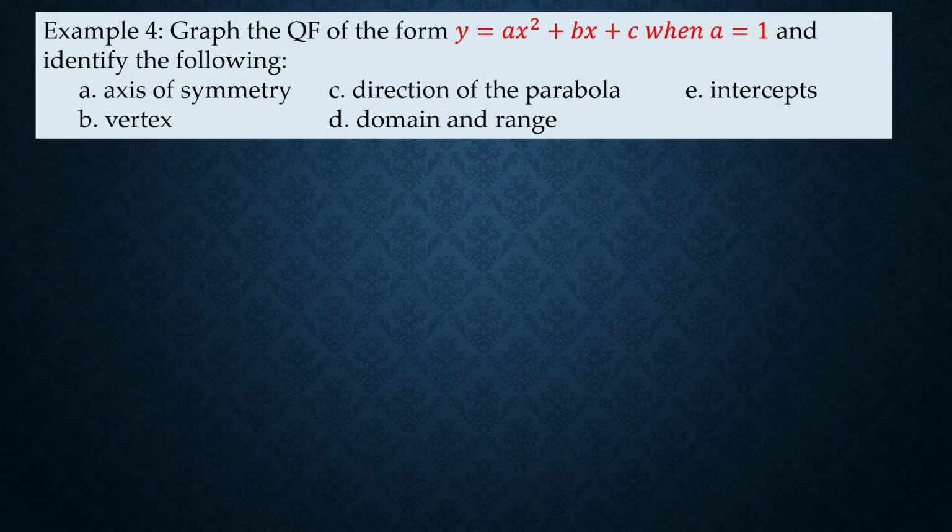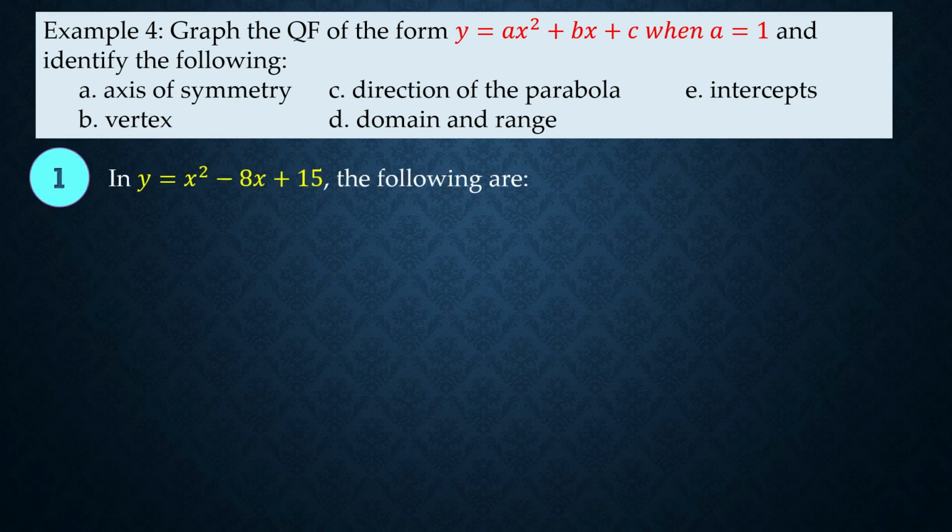For example, graphing a quadratic function of the form y is equal to ax squared plus bx plus c when a is 1. So, this is already in standard form, no? Three terms. And identify the following: axis of symmetry, vertex, direction of the parabola, domain and range, intercept. So, we'll be making use of the method discussed in module number 7, either the CTS method or the HK method. The easiest is the HK method.